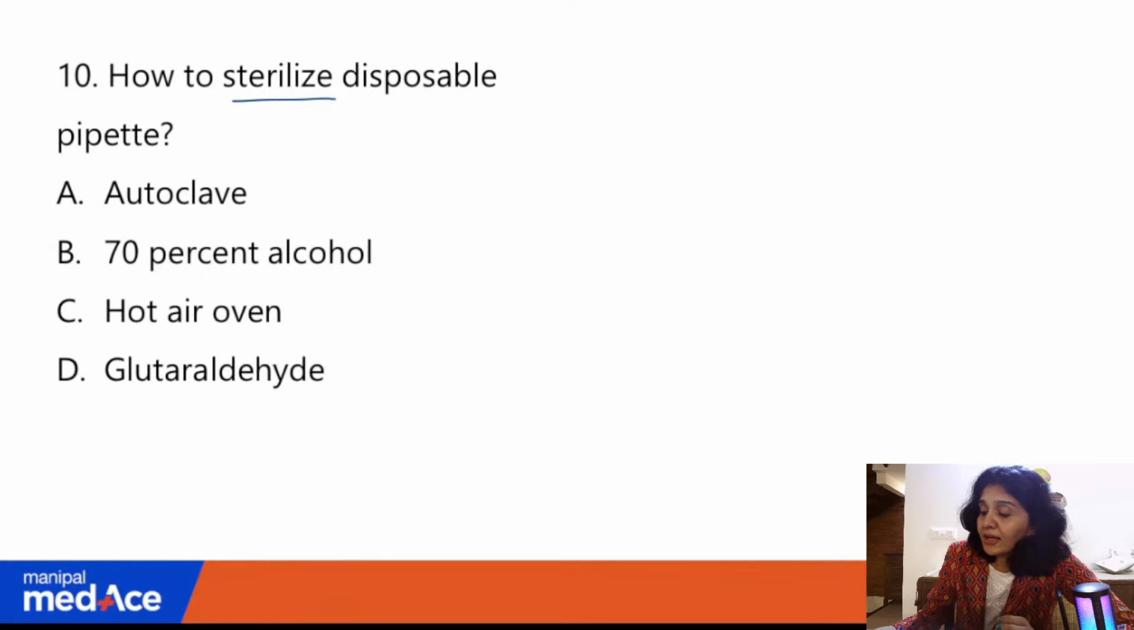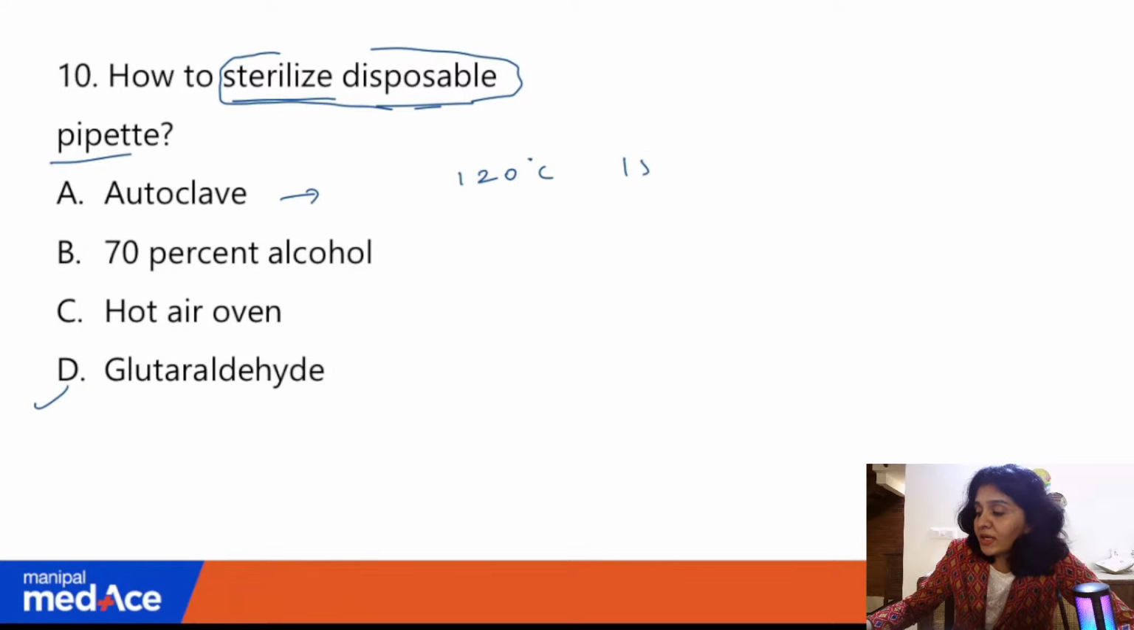Okay, and then disposable pipette. So usually disposable pipette is what? Not glass pipette. It is usually a plastic pipette which you dispose of. So if this question was asked like this itself, the answer for this is glutaraldehyde, right? Because in autoclave there is high temperature, right? High temperature plus high pressure. We are sterilizing using steam. The temperature is 120 degrees centigrade for around 15 minutes, right?